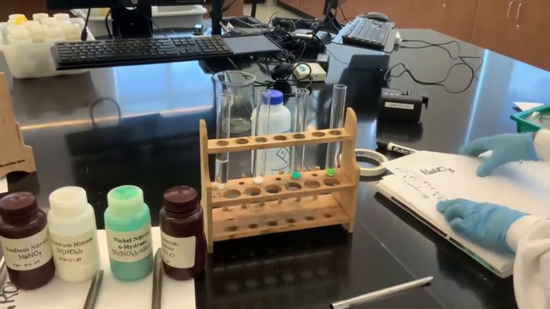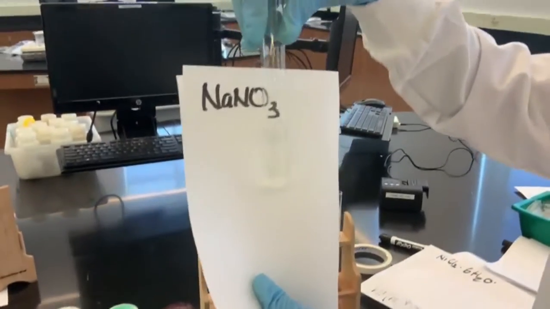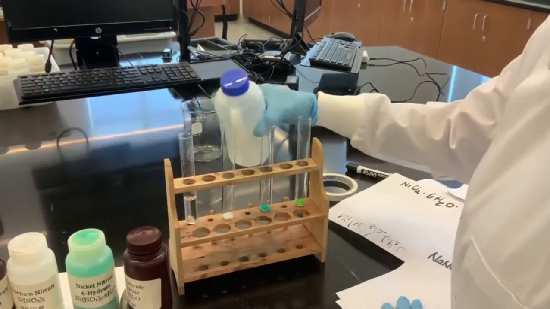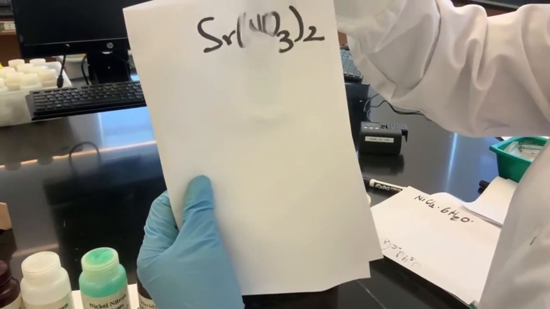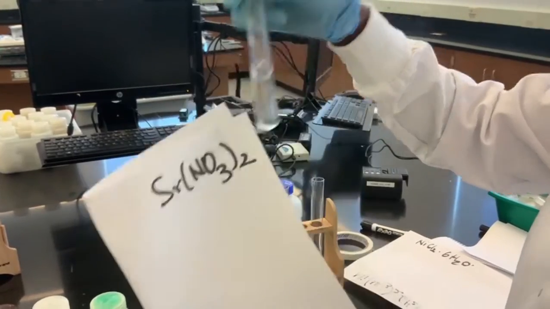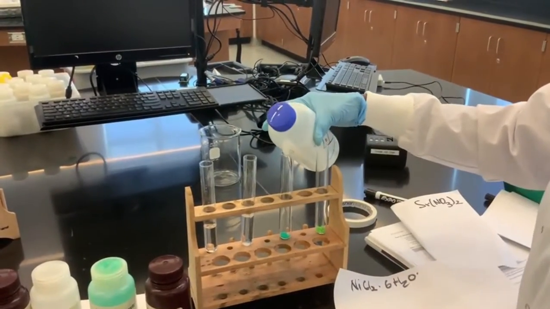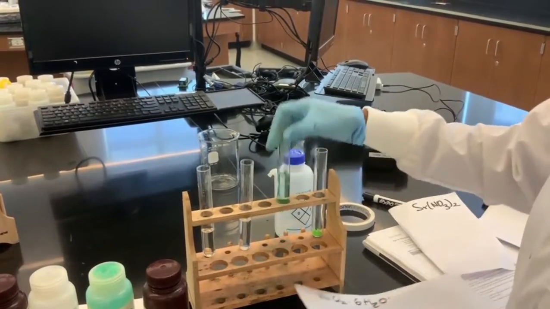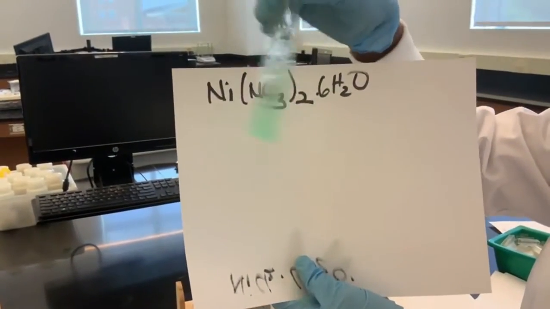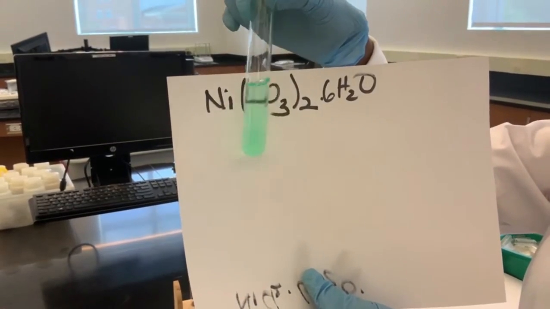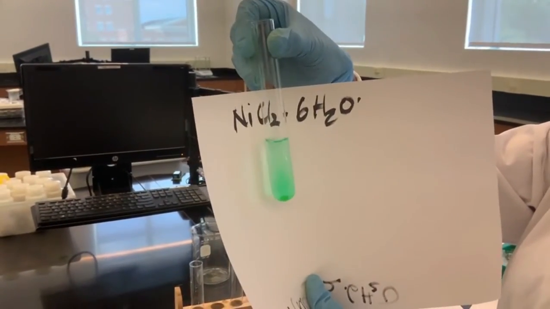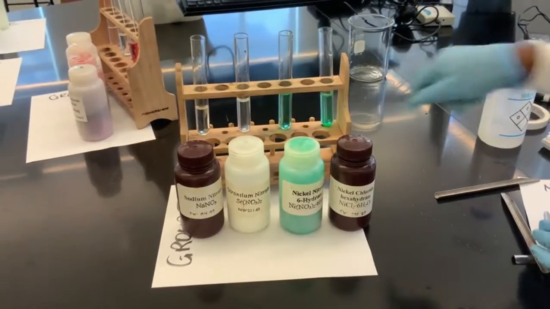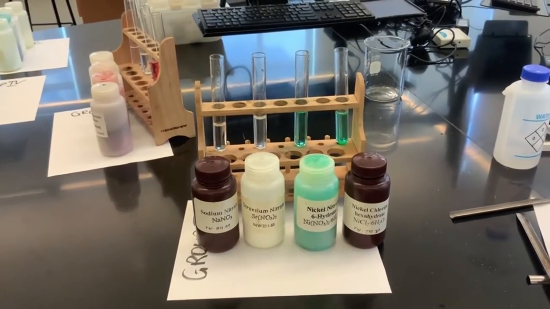So sodium nitrate, colorless. Strontium nitrate, also very clear, as you can see, no color. Nickel nitrate, very pretty, nice green color. Nickel chloride, very pretty green, as you can see from here. Very good. And see there are various colors in solution. So this is all you need to do for part A.